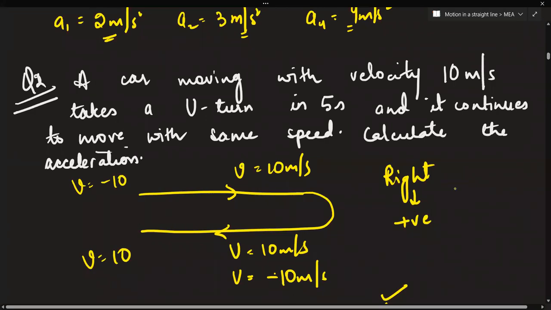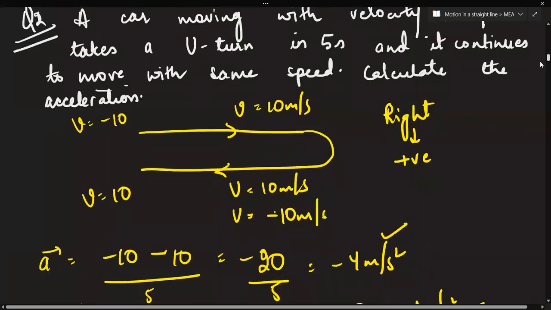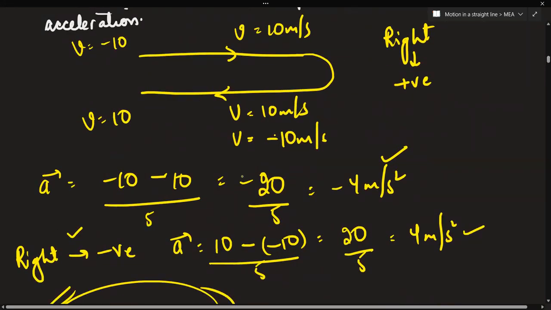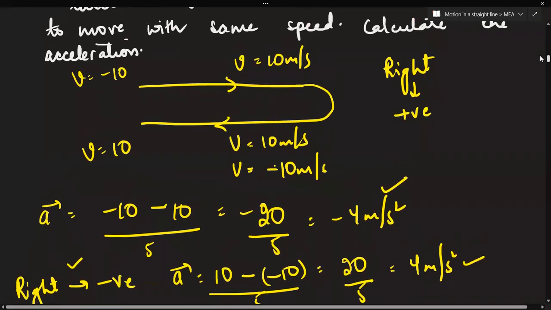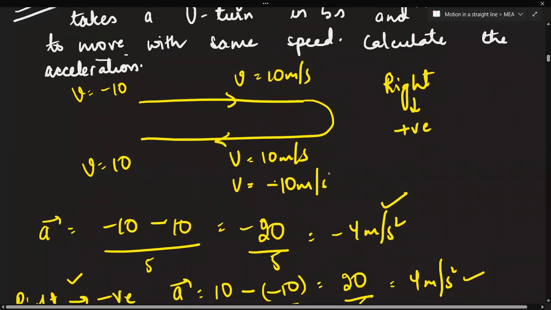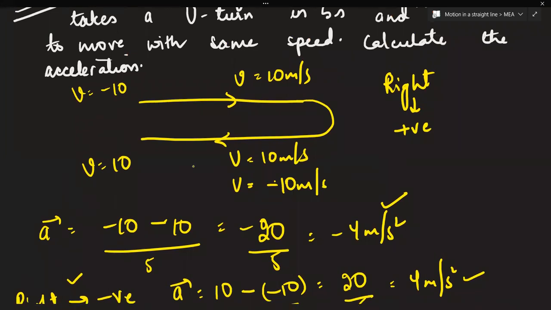Now see, what will be the change in velocity? Final is minus 10, initial is 10. So minus 10 minus 10 becomes minus 20. And what is the total time that is given? 5 seconds. So if you divide it, you get minus 4 meter per second square. Minus 4 is showing that the direction of acceleration is towards the left side.